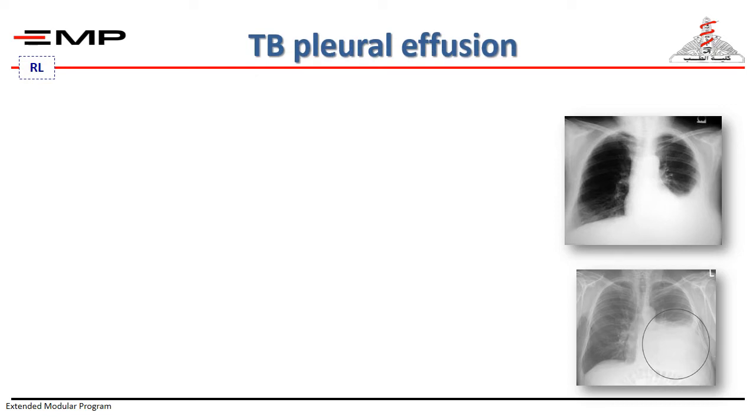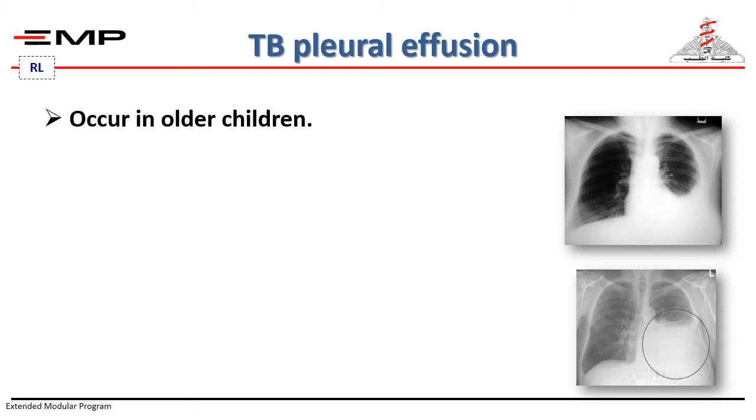TB can spread to the pleura, causing TB pleural effusions. As we see from the X-ray, this is a homogeneous white opacity rising toward the axilla. So, what is this? This is pleural effusion. If the child does not respond to antibiotics, we will consider TB until proved otherwise. We must investigate against TB.